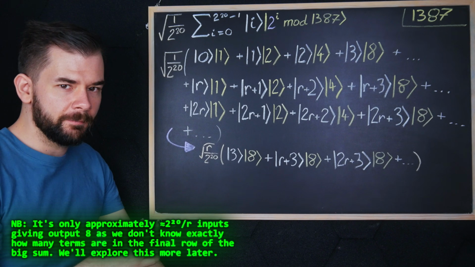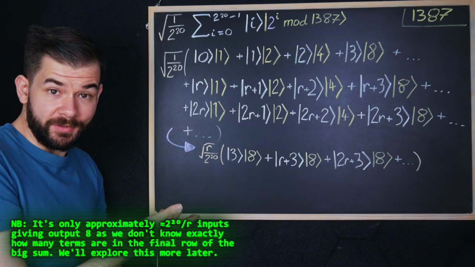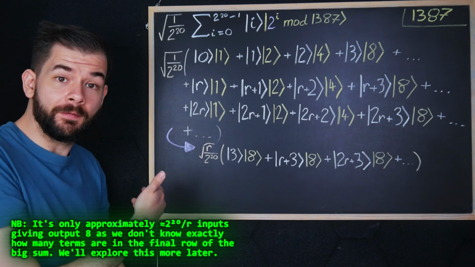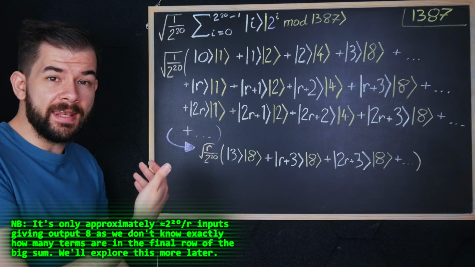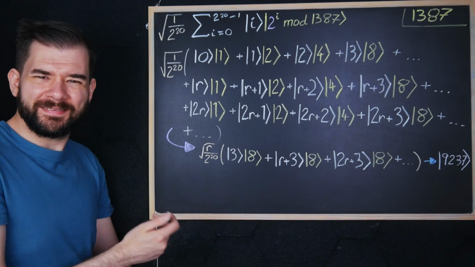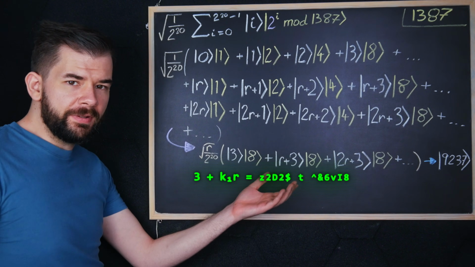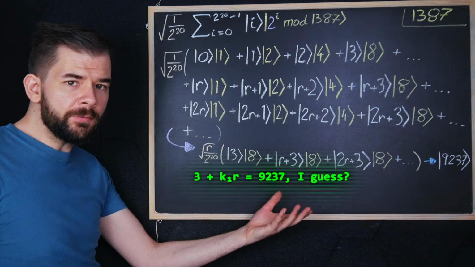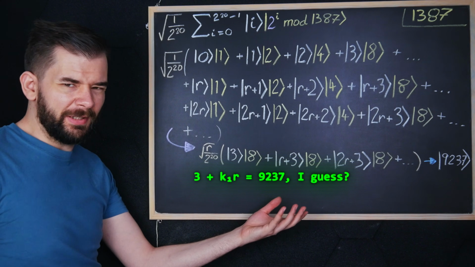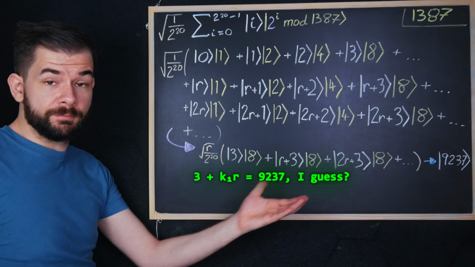Now what next? Well, measuring now would be useless. Let's say I do take a measurement on the first register and I get 9237. What does that tell me? I guess maybe that 3 plus a bunch of r's is equal to 9237, but there are a lot of options there. And now I've lost my superposition.